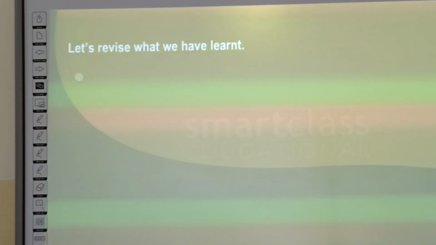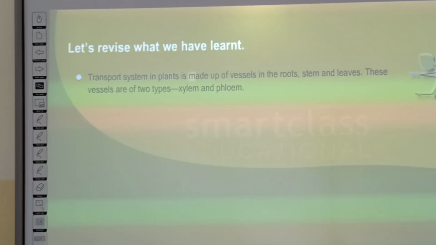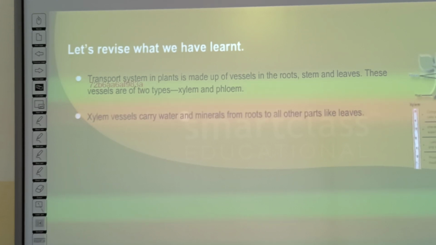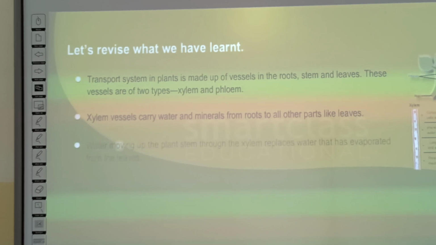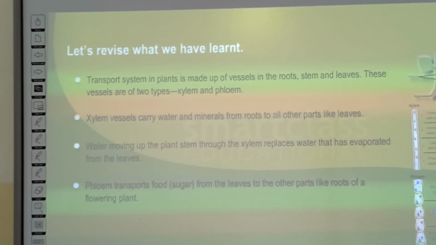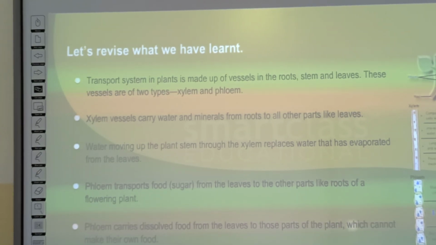Let's revise what we've learned. The transport system of plants is made up of vessels in the root, stem and leaves. These vessels are of two types, xylem and phloem. Xylem vessels carry water and minerals from roots to all other parts like leaves. Water moving up the plant stem through the xylem replaces water that is evaporated from the leaves. Phloem transports food, that is sugar, from the leaves to the other parts like roots of a flowering plant. Phloem carries dissolved food from the leaves to those parts of the plant which cannot make their own food.